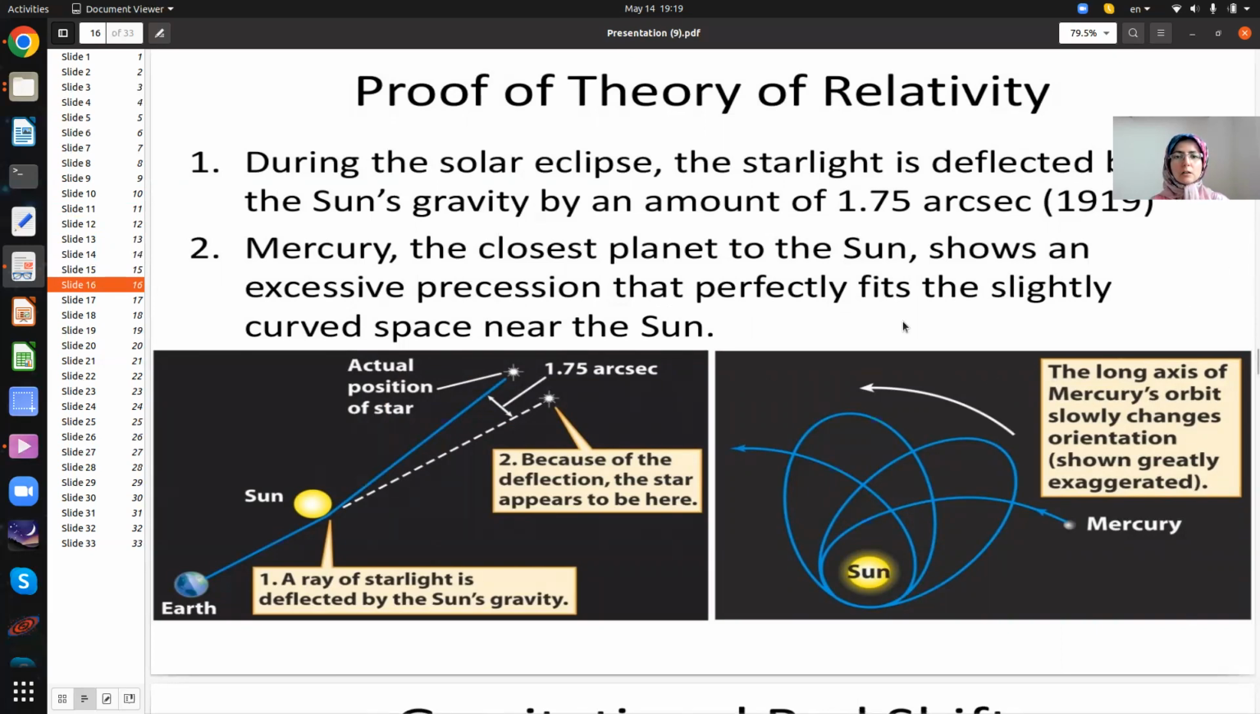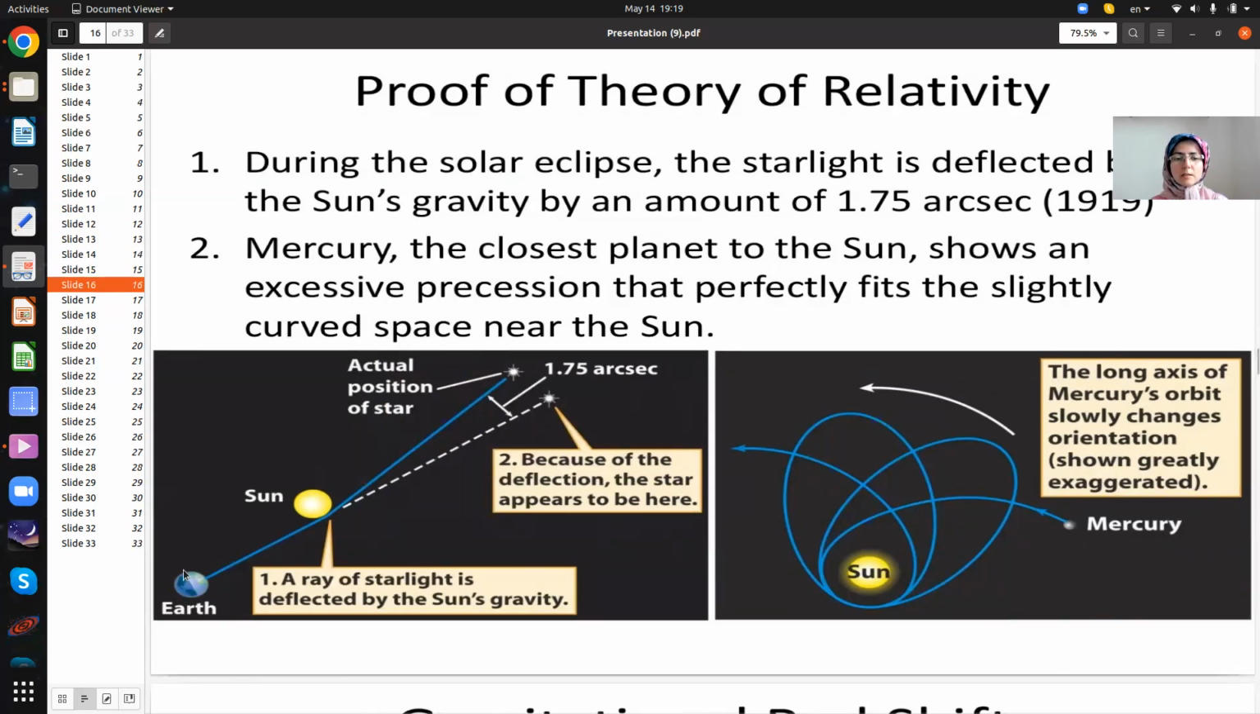During the solar eclipse in 1919, the starlight was deflected by the sun's gravity by an amount of 1.75 arcseconds. Mercury, the closest planet to the sun, shows an excessive precession that perfectly fits the slightly curved space near the sun.